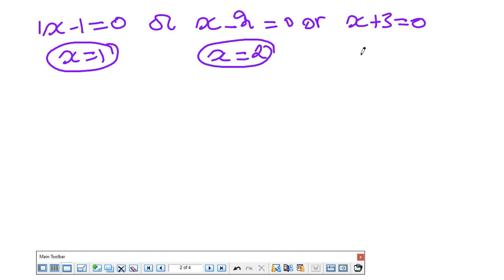This is my second one, and x equal to minus 3, this is my third one. This is the method of solving a polynomial algebraically. But it will have a much bigger meaning when you see it graphically. How are we going to solve this polynomial graphically?